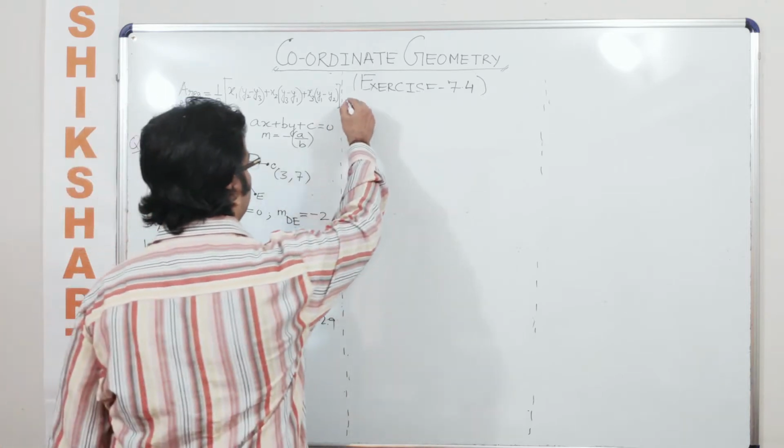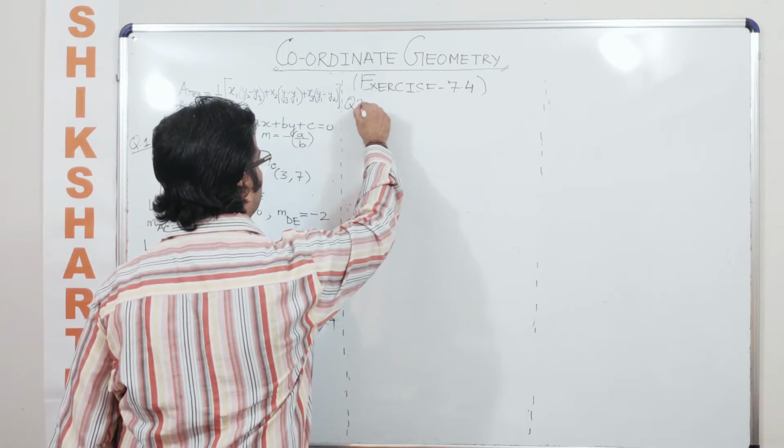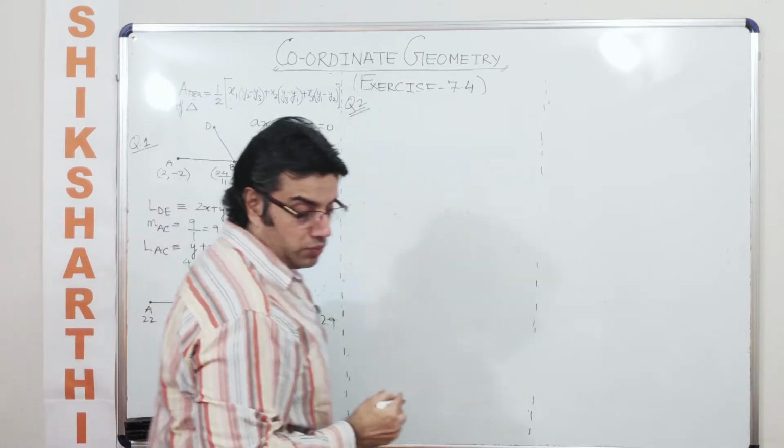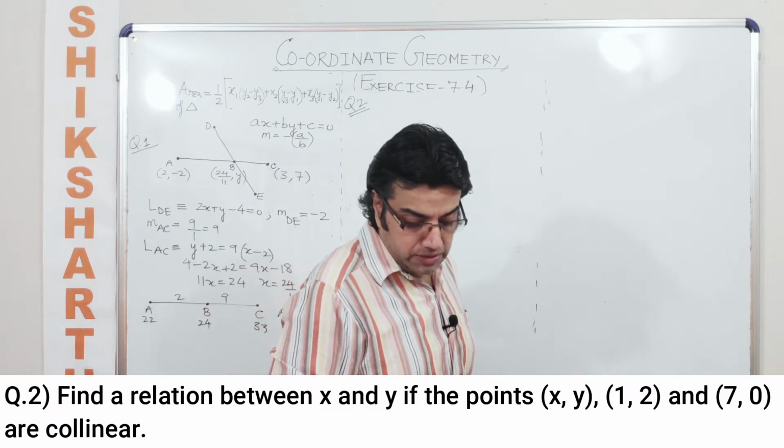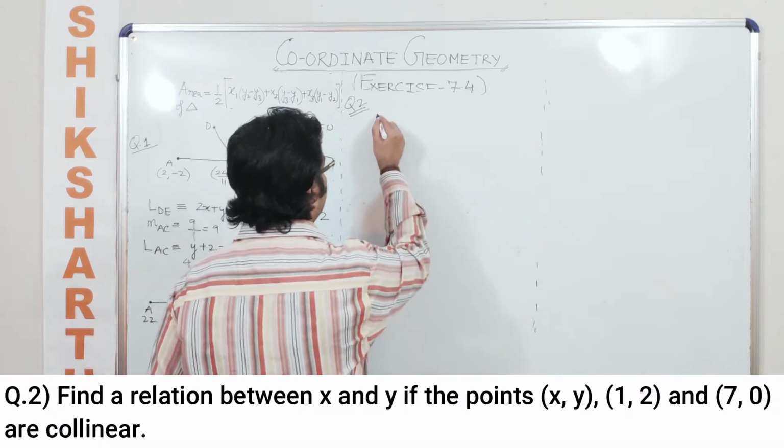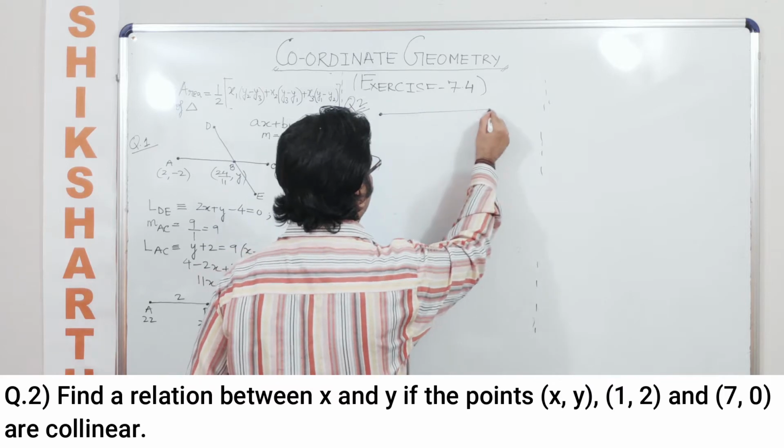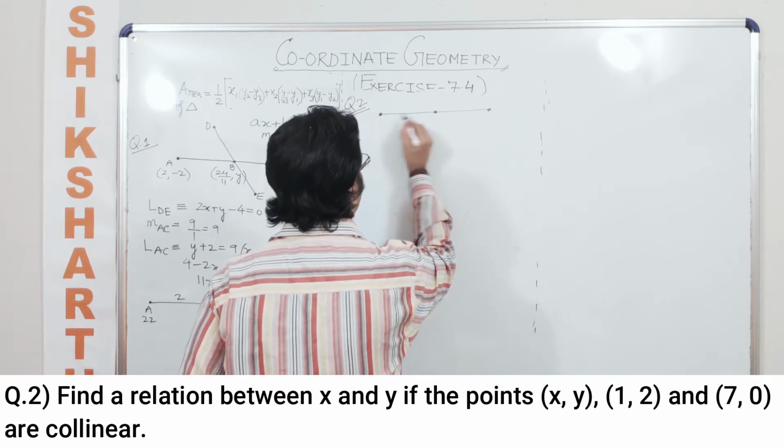Let's move on to question number 2. Question number 2 says find a relation between x and y if there are 3 points which are collinear. So we have done similar kinds of questions. We'll do it once again.